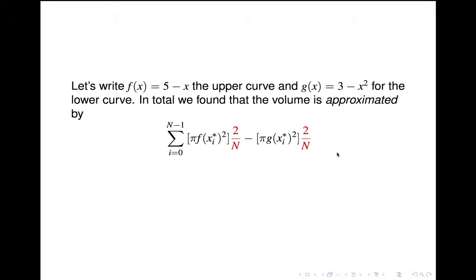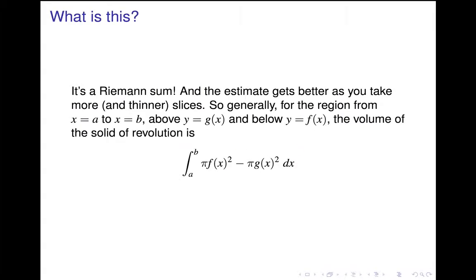Now, these 2 over n's, these are our delta x's, because we split the interval from -1 to 1, which has width 2, into n pieces. So in total, our width, our delta x, is 2 over n. And so if we factor that out to the right-hand side, we can see that we get a Riemann sum. And so we'd like to take the limit of this Riemann sum. And what does that give us? That gives us the integral from -1 to 1 of pi times the outer function squared minus pi times the inner function squared. And that delta x becomes, as we've seen many times, dx.